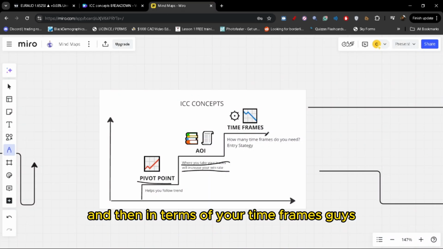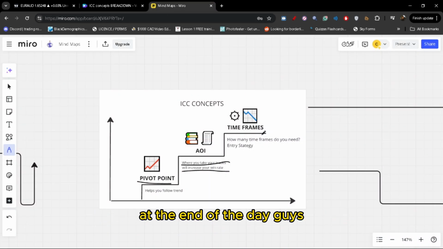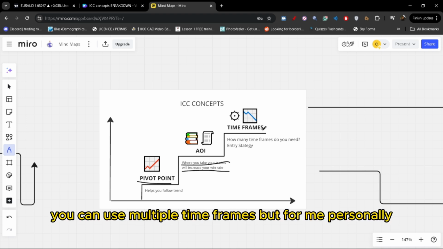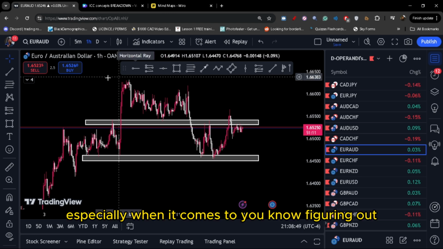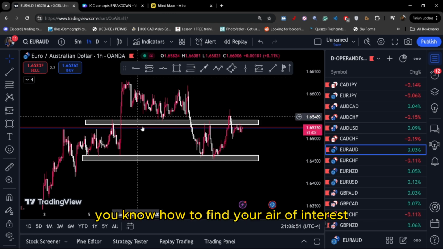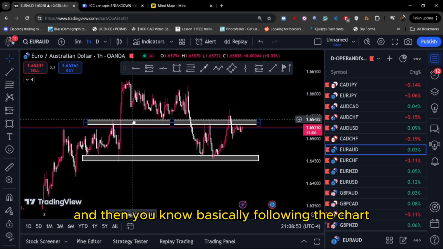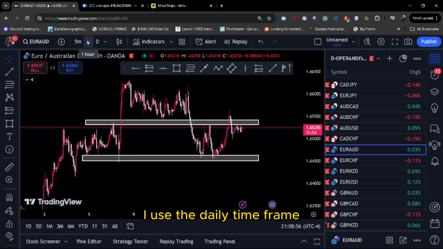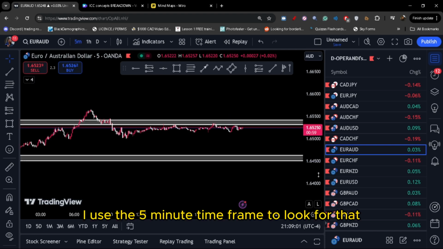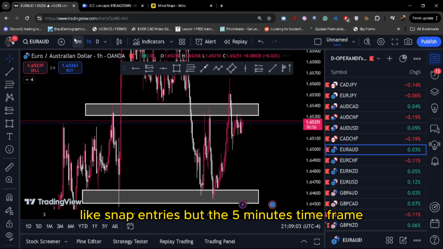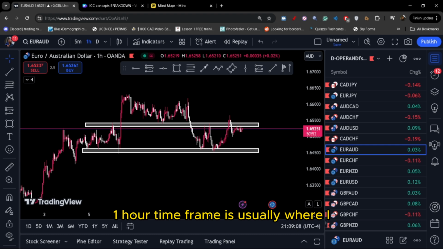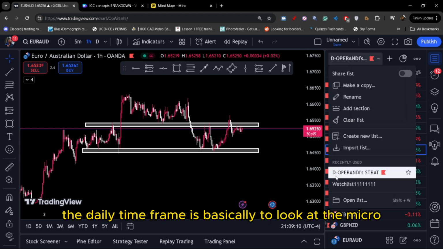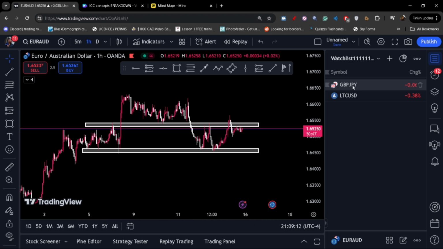And then in terms of your time frames, guys, you can use multiple time frames, but for me personally, I like to use only 2 time frames when it comes to figuring out how to find your area of interest and then following the chart. I use the daily time frame and also the 1 hour time frame. Sometimes I use the 5-minute time frame to look for snipe entries, but the 1 hour time frame is usually where I get most of my entries from, right? And the daily time frame is basically to look at the macro point of things.